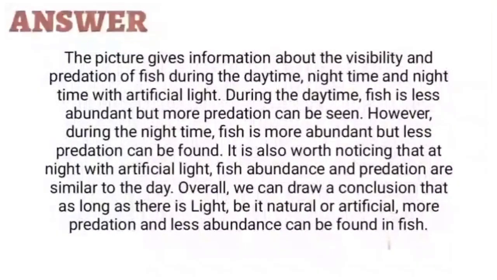The picture gives information about the visibility and predation of fish during the daytime, nighttime and nighttime with artificial light. During the daytime, fish is less abundant, but more predation can be seen. However, during the nighttime, fish is more abundant but less predation can be found. It is also worth noticing that at night with artificial light, fish abundance and predation are similar to the day.